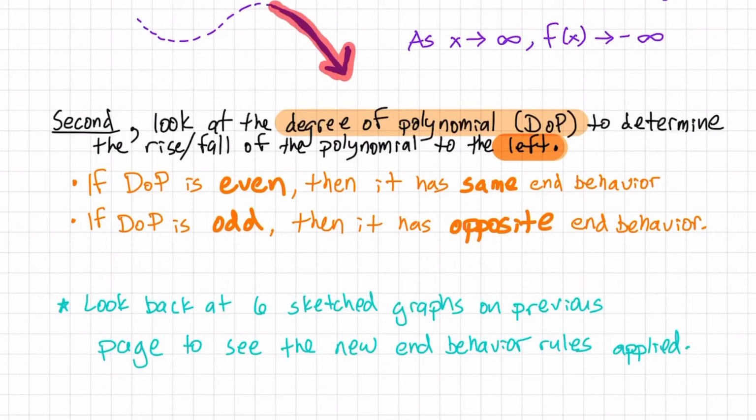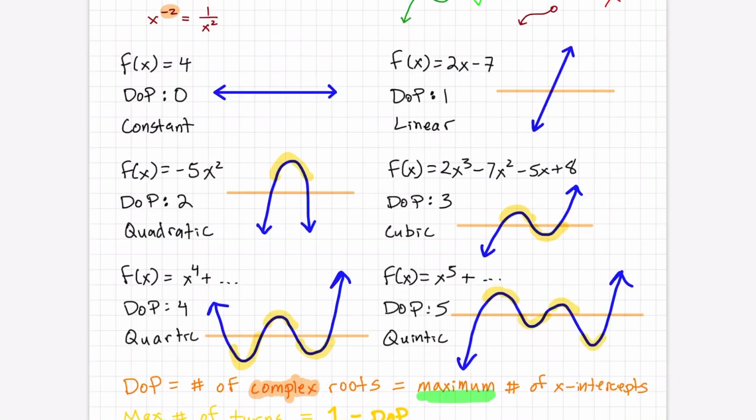So let's take a look back at these 6 sketched graphs on the previous page to see our new end behavior rules applied. Notice only one of our polynomials has a negative leading coefficient. So as I go from the center towards the right, this function falls to the right. So as x gets bigger, the output's going to be getting smaller.